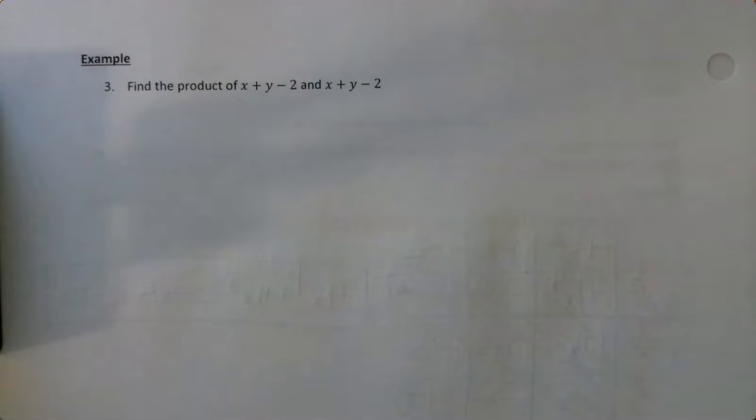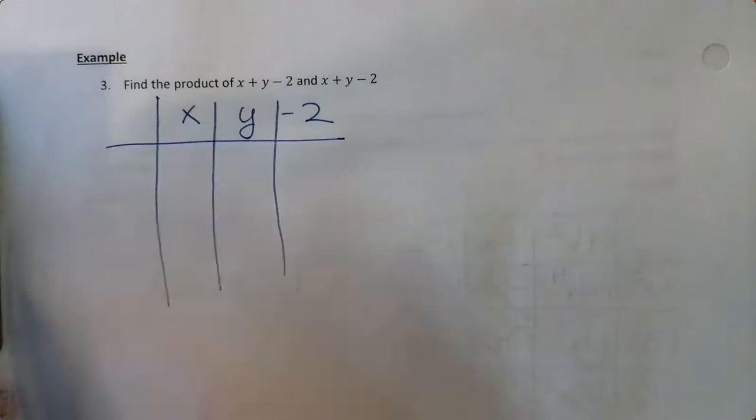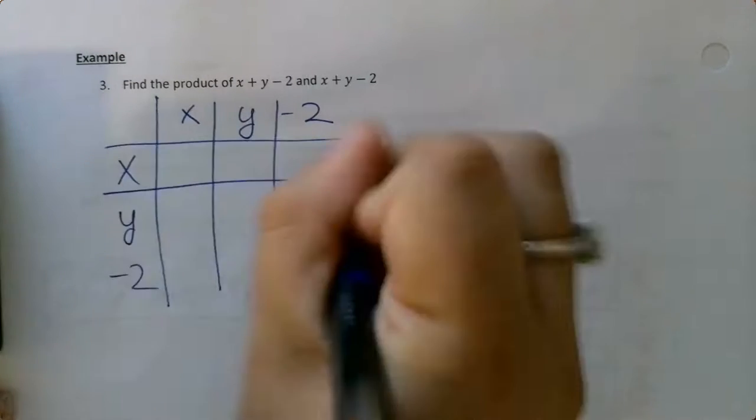Okay, so on number 3, I'm going to do the box method again. So I'm going to write this on the top. I have x, y, and negative 2. Then on the side, I'm going to write x, y, and negative 2.